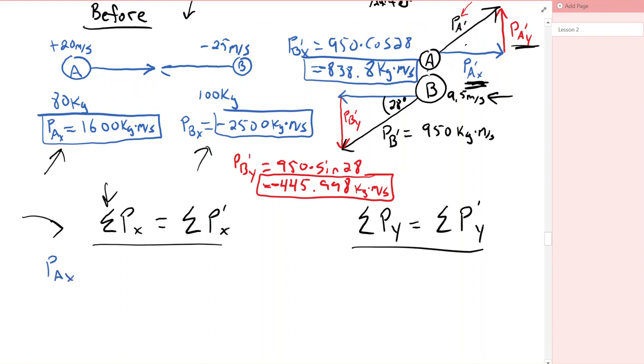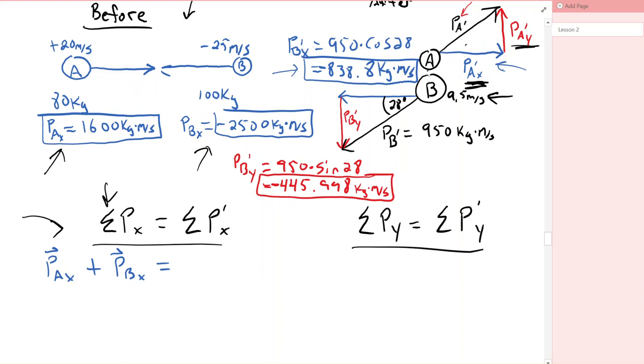Momentum of A in the x, plus, there's a little vector there, plus momentum of B in the x is equal to, well actually there's going to be two different x's on the other side too, right? So there's going to be this one, and there's going to be this one, the one we're looking for. That's the whole point, that we can solve for this now.